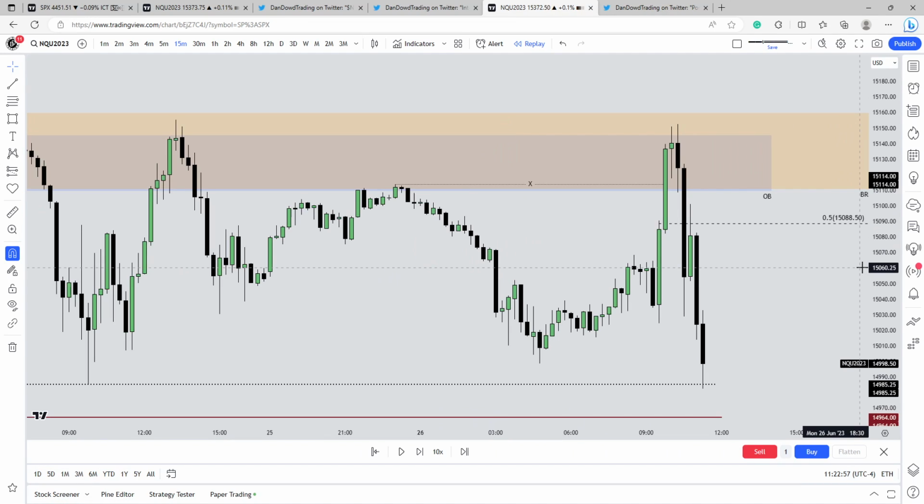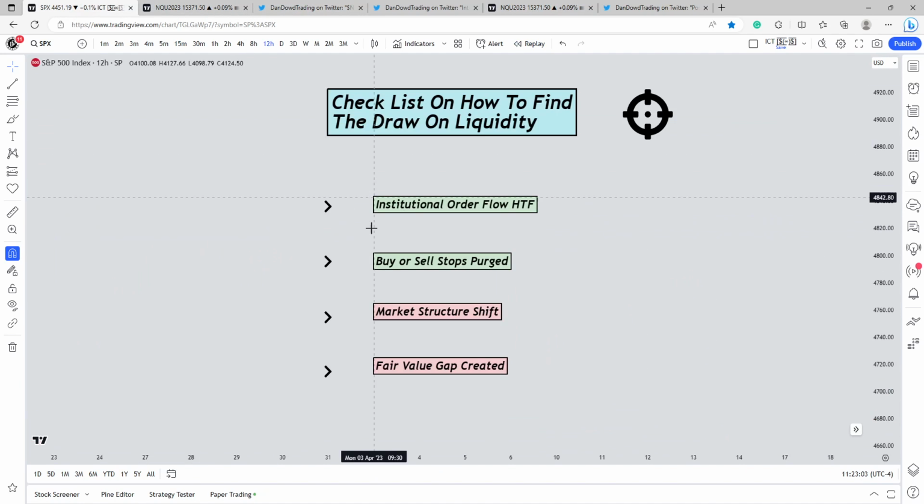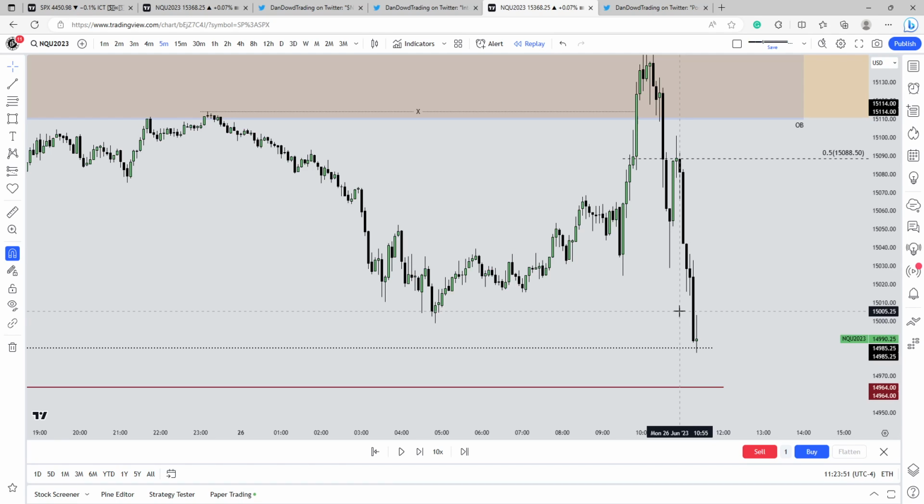So this was a pretty nice example of how to find the draw on liquidity if bearish. Align yourself with institutional order flow, then look for buy side liquidity to get purged, create a market structure shift, and a fair value gap. So that's going to be it for this video on how to find the draw on liquidity. I hope it was useful to you guys, and I'm going to play that video of me trading this structure live on the lower time frames, and that's going to close out this video.